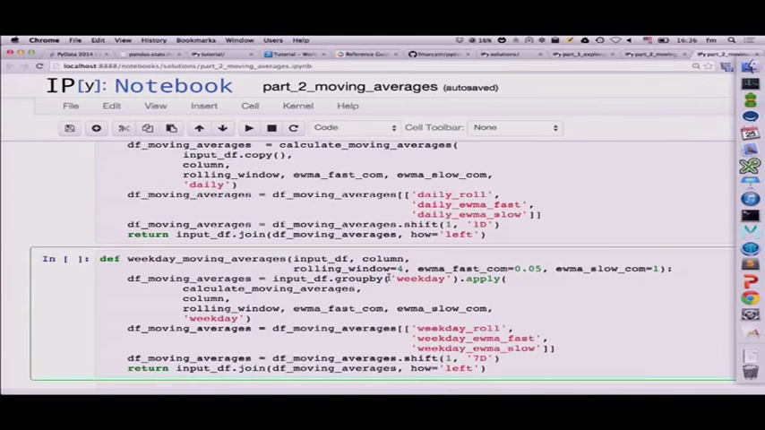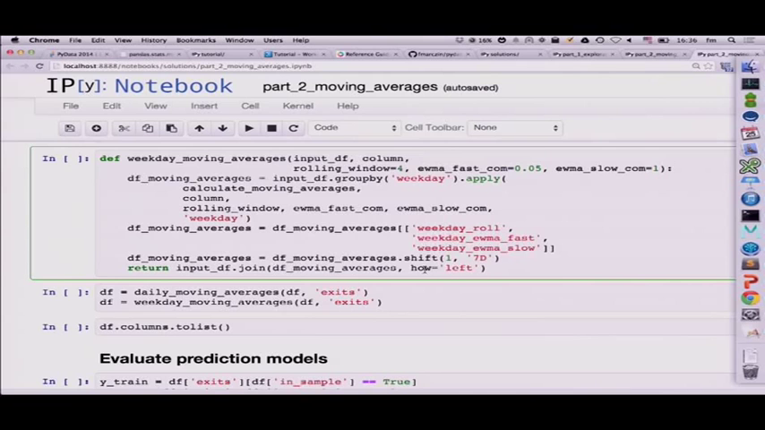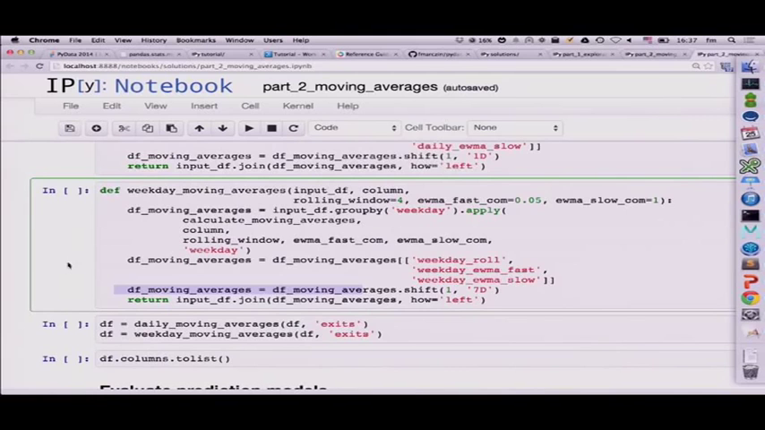So the last step here, this line, we have to shift everything by 7 days for the weekday averages, or by 1 day for the normal moving averages, just to make sure that we don't include the target itself in the prediction. That would be cheating.